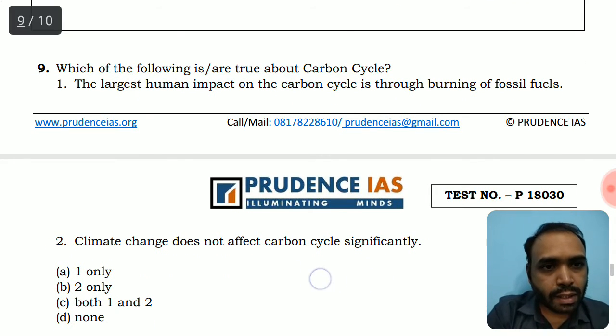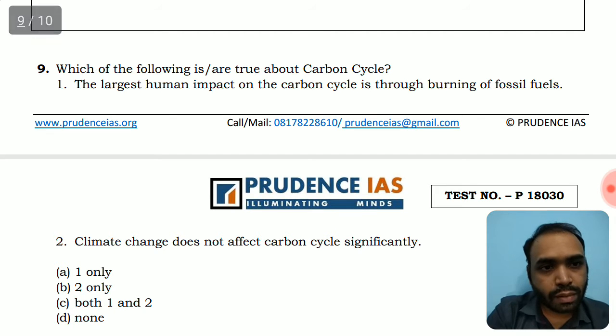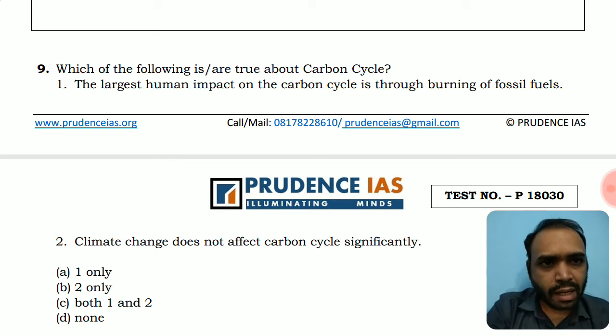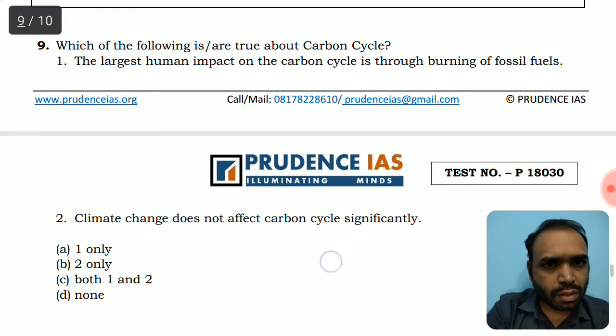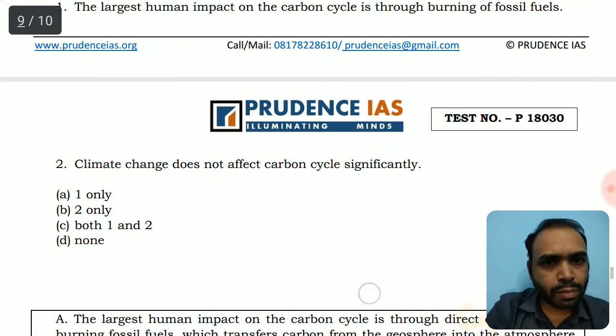Climate change does not affect the carbon cycle significantly. Climate change also affects the carbon cycle. So definitely it is going to affect the carbon cycle because if the climate changes, all the cycles including the nitrogen cycle and carbon cycle are going to be disrupted. Different absorbing properties of different sinks are going to be disrupted. There is going to be loss of biodiversity and loss of vegetation, which will ultimately impact how the carbon is being absorbed by the plants. So second option is not correct while first option is correct, so answer would be A.